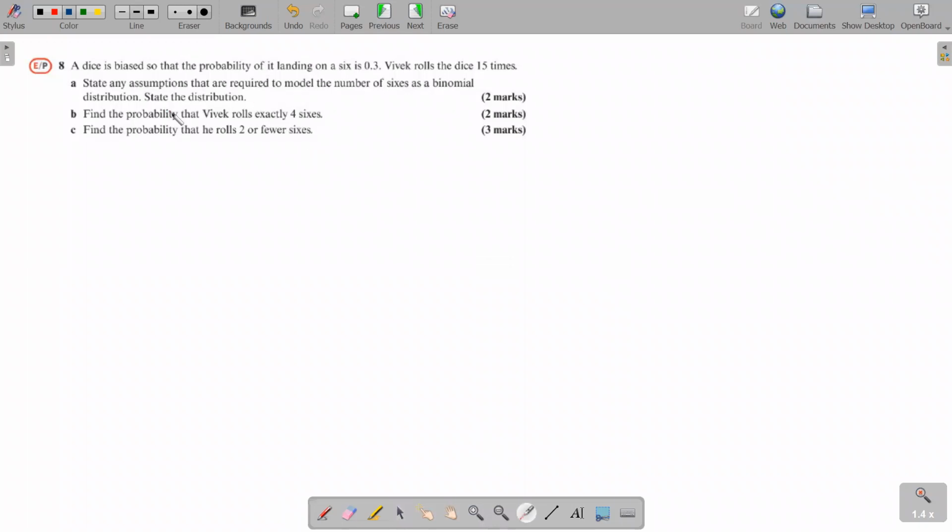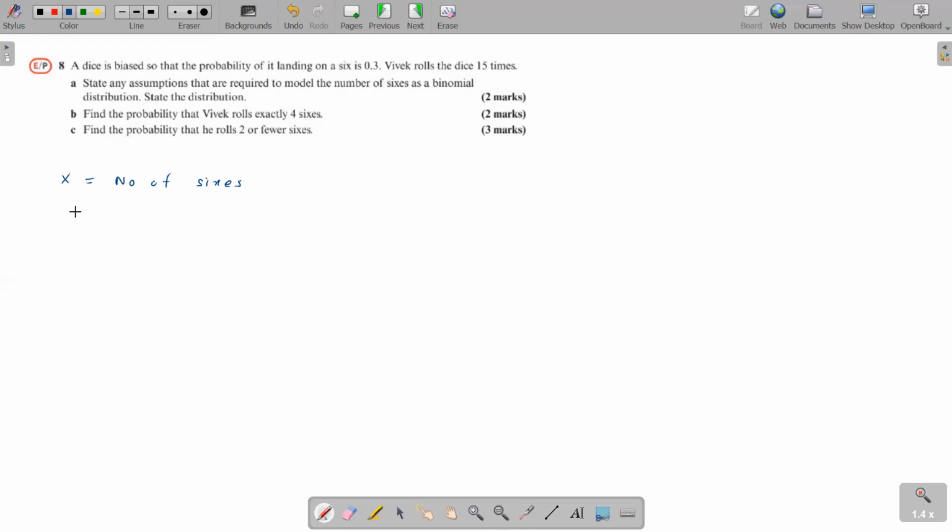Okay, so moving on to question 8. A dice is biased so that the probability of it landing on a 6 is 0.3. Vivek rolls the dice 15 times. State any assumptions that are required to model the number of sixes as a binomial distribution and state the distribution. So what is the main assumption we require? I think you can see here you are landing on a 6. So X should be the number of sixes, right? X is the number of sixes.